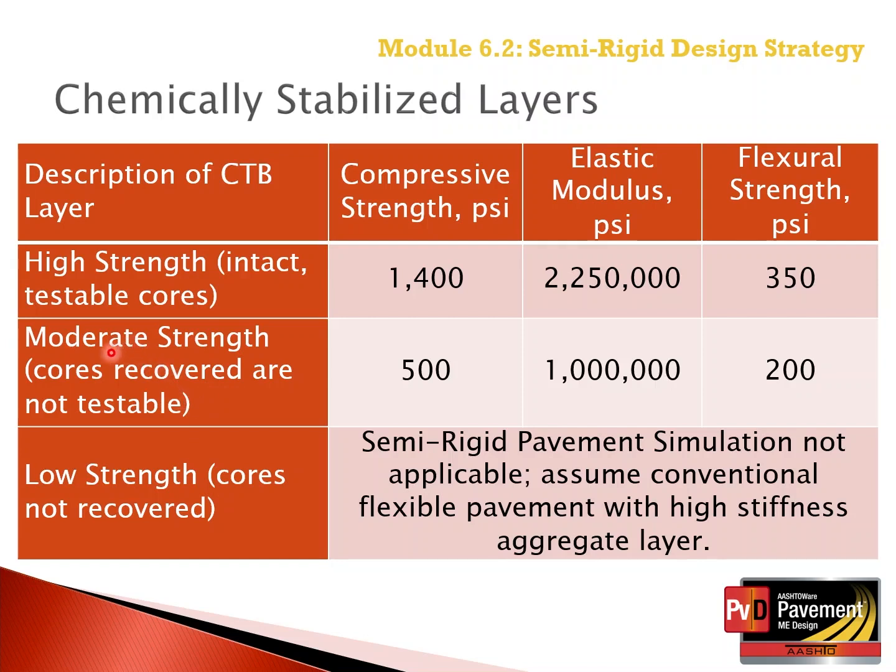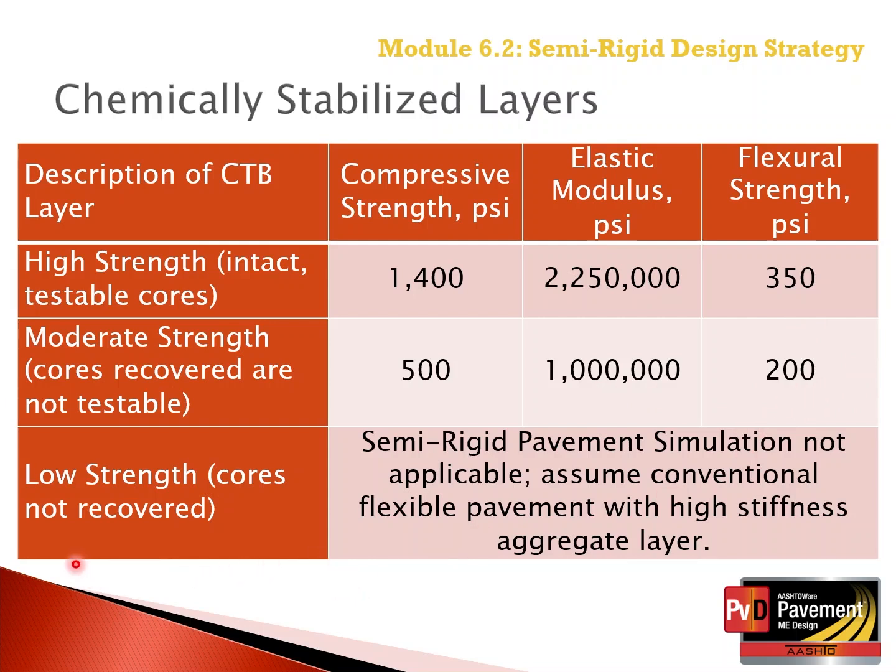So these would be referred to as moderate strength. Cores can be recovered, but they may not be testable in the laboratory. Compressive strengths of these on the average default value may be 500 psi. An elastic modulus default average value may be around 1 million or slightly less psi. And then the flexural strength average or default value would be somewhere around 200 psi.